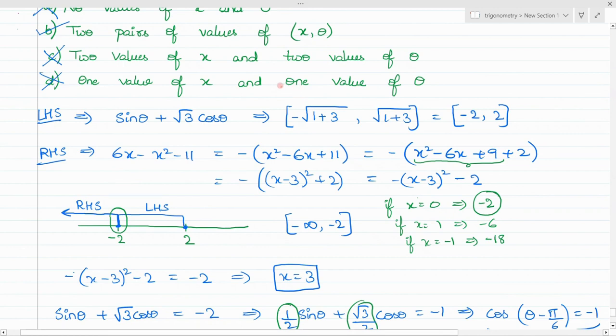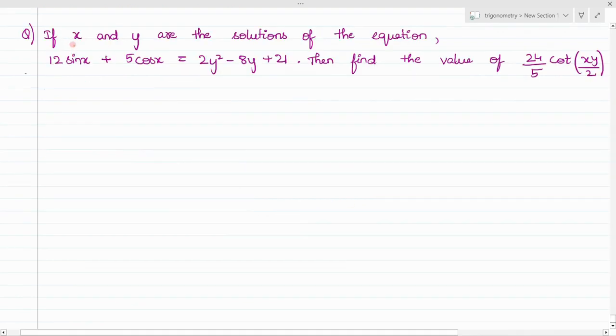And D is incorrect because we'll have two values of theta, not only one value. So option B is the required answer to this question.